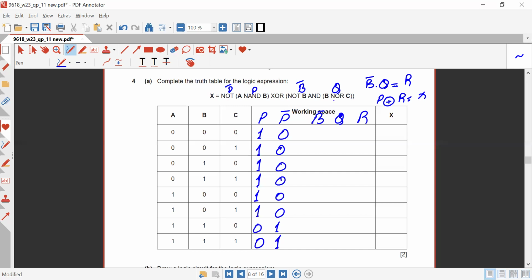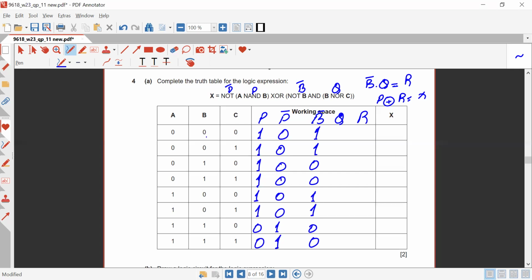Now we need to XOR it with the R. So finding out the R, first of all B bar, so that will be a revert of B. So that will be 2 ones, 2 zeros, again 2 ones, and again 2 zeros. Now it's going to end with Q. So first of all, we need to find out the Q.